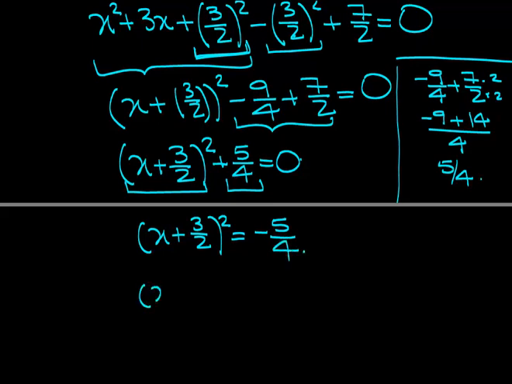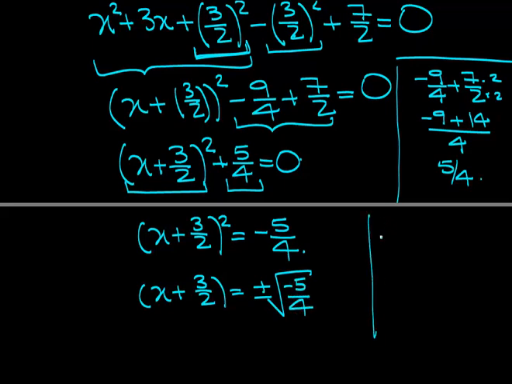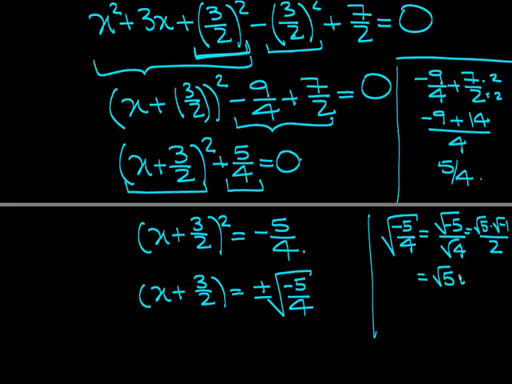So let's take the square root. So we get x plus 3 over 2 is equal to, we introduce plus or minus, the square root of minus 5 over 4. Once again, go on the side and simplify this radical. What is the square root of minus 5 over 4? It's the square root of minus 5 over the square root of 4. The square root of minus 5 is just the square root of 5 times the square root of minus 1, over 2, because the square root of 4 is 2. 5 cannot be broken down, it's a prime number, so it's the square root of 5i over 2.